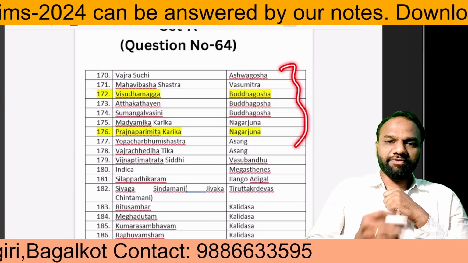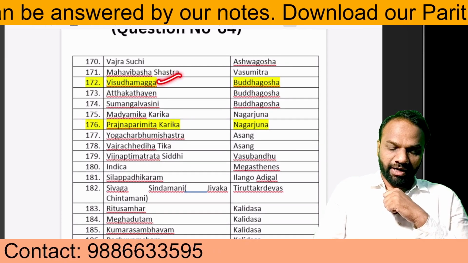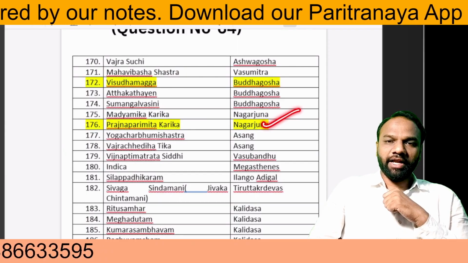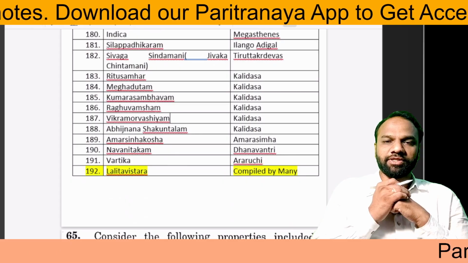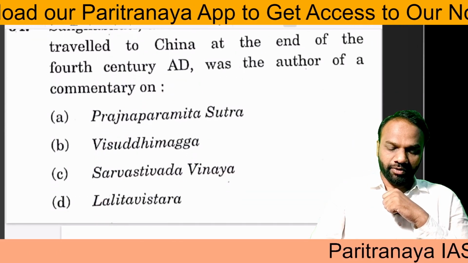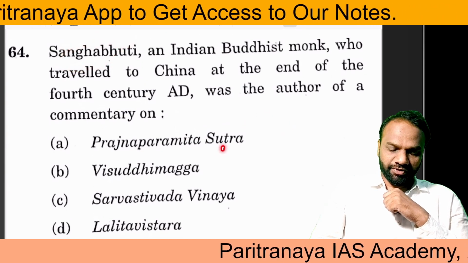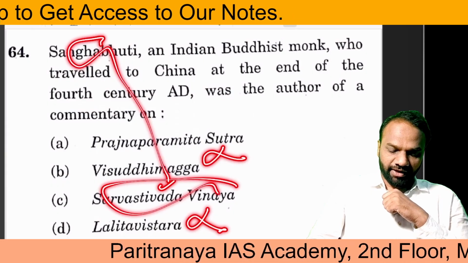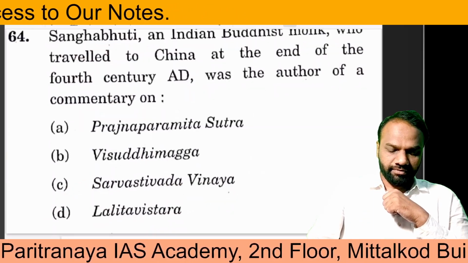Again, the table is very lengthy, so I have taken the image of only the selective part. If you look here, Visuddhi Magga was written by Buddhaghosha. Prajna Parimita Karika is associated with Nagarjuna. Lalita Vistara was compiled by many, so there is no single author for it. So based upon this, we can conclude that Sanghabhuti is not associated with Parimita Sutra, Visuddhi Magga, or Lalita Vistara. So he is associated with Sarvastivada Vinaya. Based on elimination, we will be able to arrive at the answer.